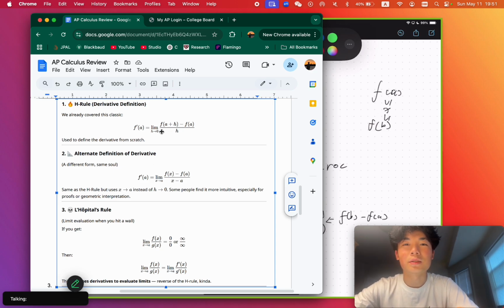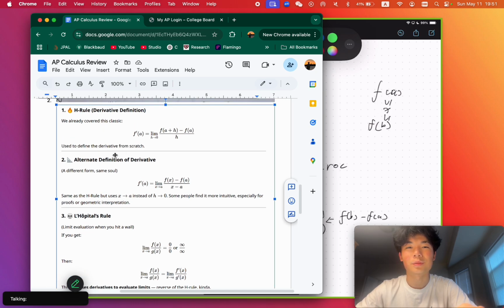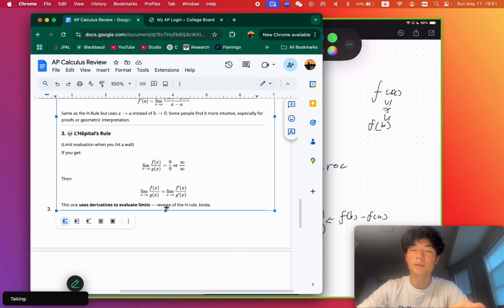Look, h is basically a very small difference from the value that you're trying to take the derivative of, and this is basically when x equals a, what is the rate of change. So there's the h rule. I don't even know how to explain it. It's just, remember, these are just taking the derivative. You know how to take the derivative now.